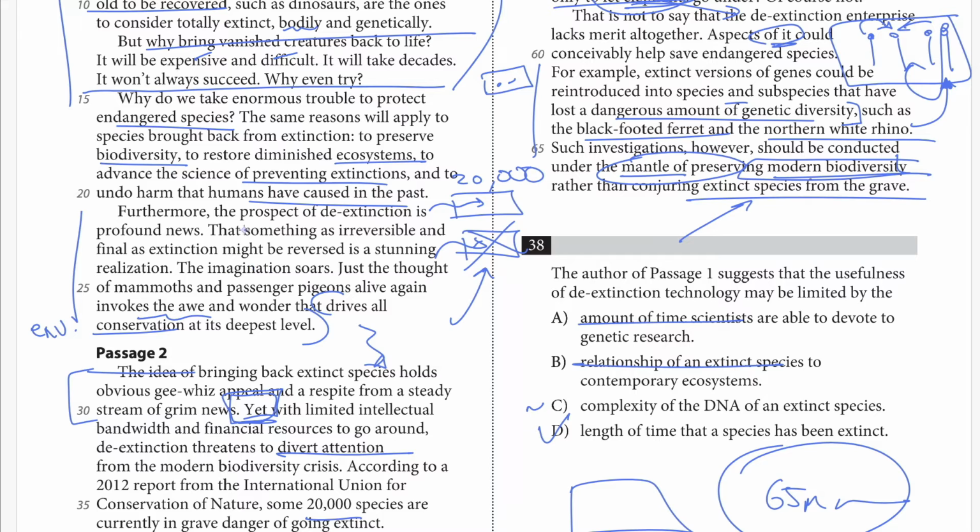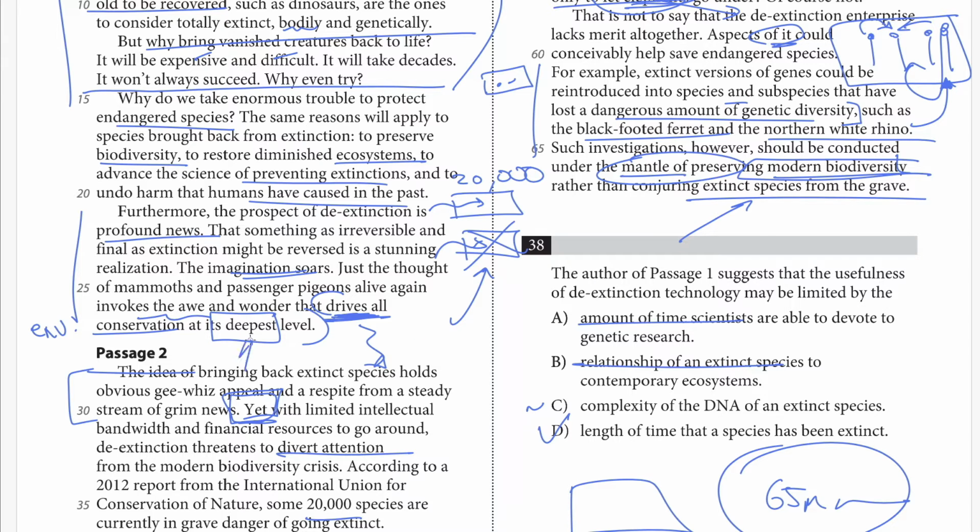Remember, this passage is like, this is super cool, right? It's profound news. The imagination soars, which means it's super exciting. Just the thought of mammoths and passenger pigeons alive again invokes the wonder that drives all conservation at its deepest level. So at its deepest level means it's gonna drive, it's gonna lead it. It's gonna make things happen, right? People are gonna be so excited about this that it's totally gonna change the idea of how to conserve the environment, how to save the environment, what to do with nature, right? And how humans will interact with nature.